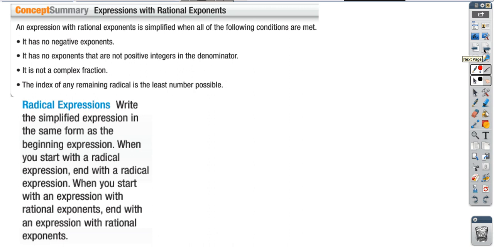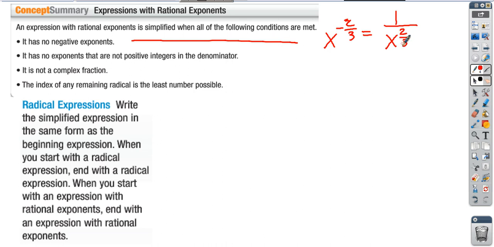Alright, that's really all the problems. I just wanted to emphasize the rules for considering something simplified or not. These are the basic rules. Okay, you can't have negative exponents. So for example, this right here would not be simplified. But now if we make the exponent positive, it's closer to being simplified. It's not quite simplified yet though, and the reason why is the second condition.